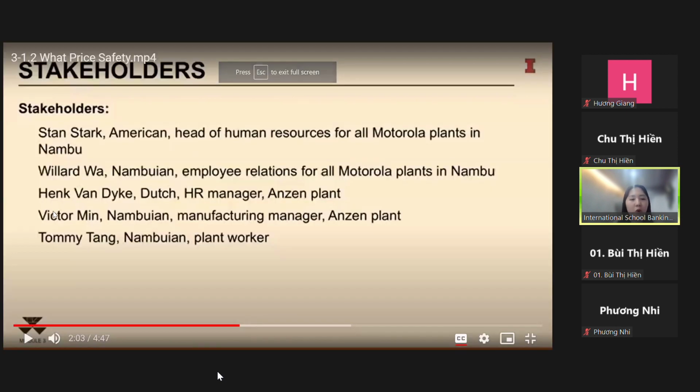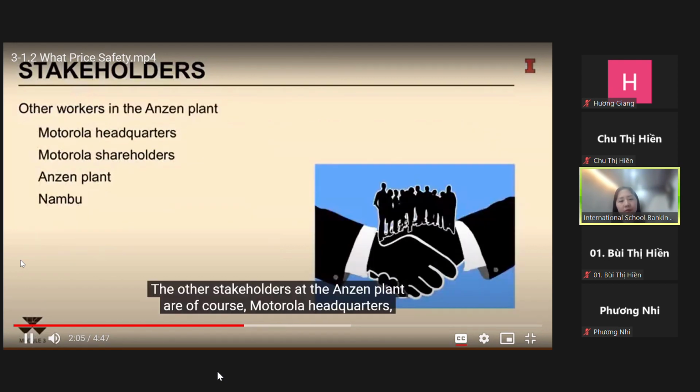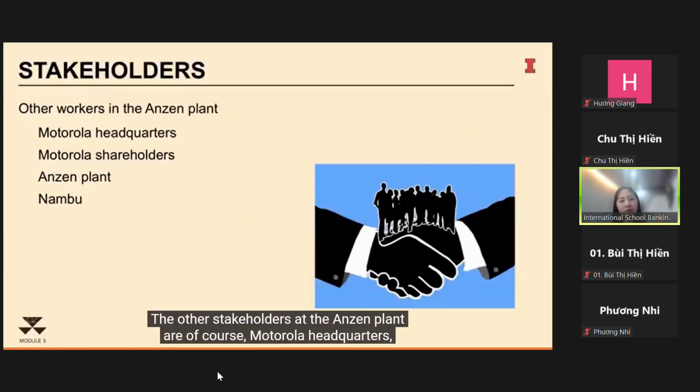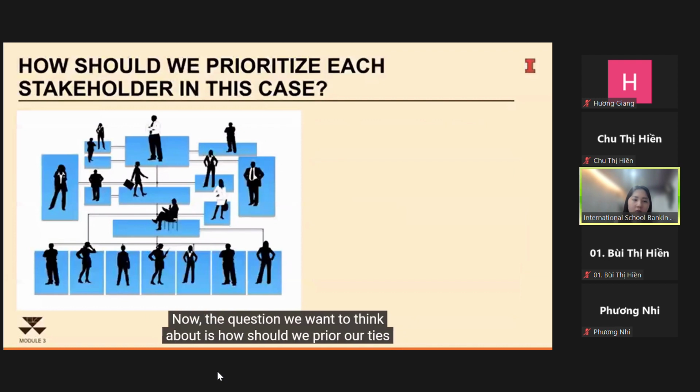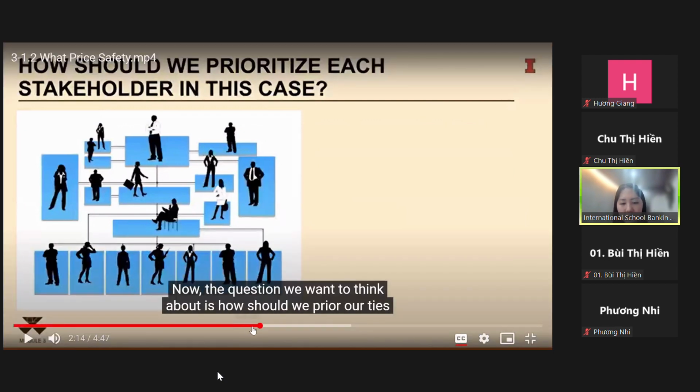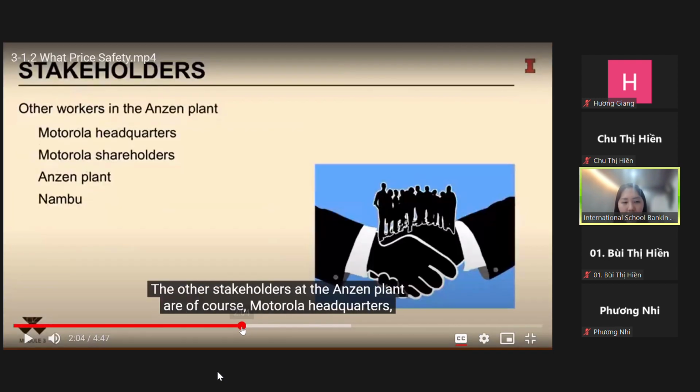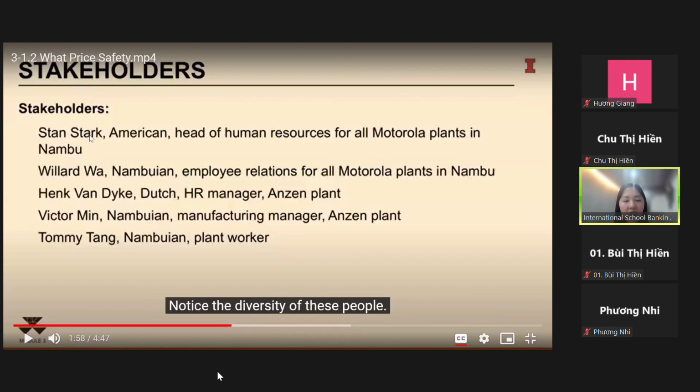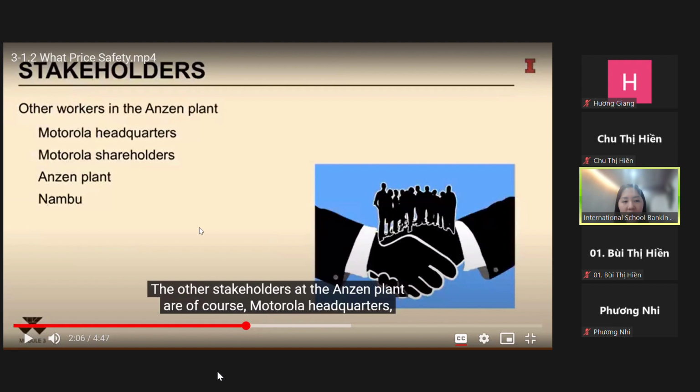Stan is the boss of both Victor and Tommy, because Stan controls the human resources. The other stakeholders at the Anzen plant are, of course, Motorola headquarters, Motorola shareholders, the plant itself, and the country, Nambu. Now we can see that the stakeholders of Motorola can be individuals, but they can also be corporations or organizations.